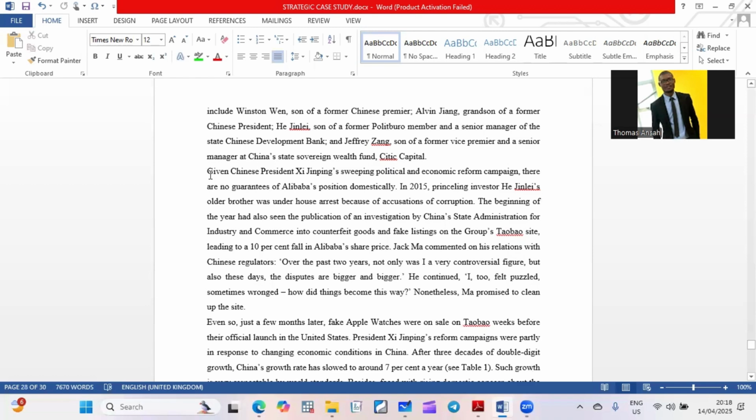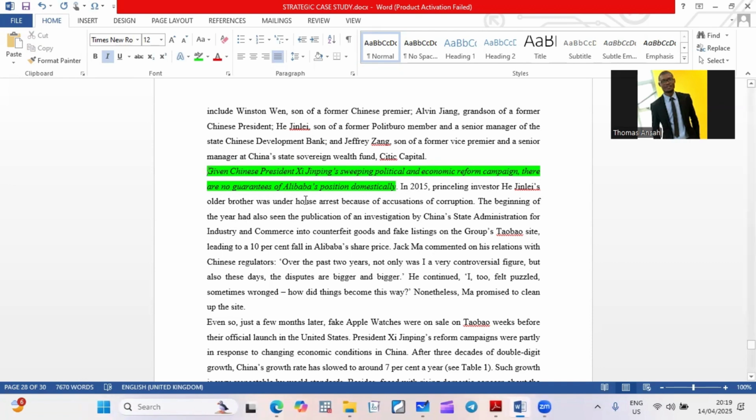Given Chinese President Xi Jinping's sweeping political and economic reform campaign at that time, there are no guarantees that Alibaba's position domestically is safe. So this one too is a big problem, a political problem. So it's a threat. It will be part of the threat. In 2015, Princeling investor Li Jianling's older brother was under house arrest because of accusation of corruption, which means technically Alibaba too is affiliated to corruption. It's another problem. Yes. So you get plenty of things inside it.